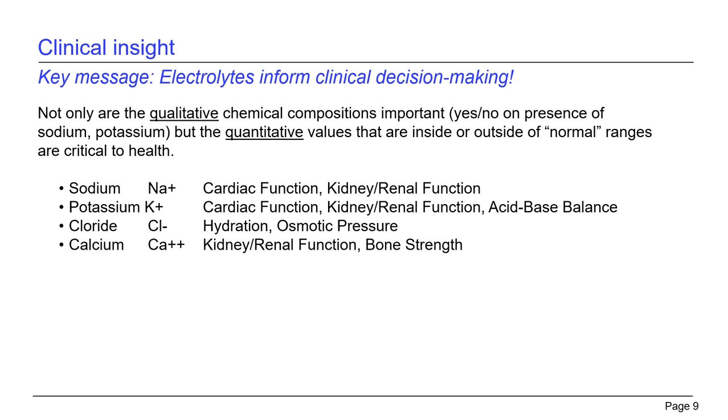So, looking at this, the key message is that electrolytes inform clinical decision-making. Not only are the qualitative chemical compositions important, that is to say, yes or no in the presence of sodium and potassium, but the quantitative values, inside or outside normal ranges, are critical to health. Sodium affects cardiac function and kidney, renal function. Same with potassium, in addition to managing the acid-base balance. Chloride is central to hydration, particularly osmotic pressure in the bloodstream. Calcium affects kidney, renal function, and bone strength.